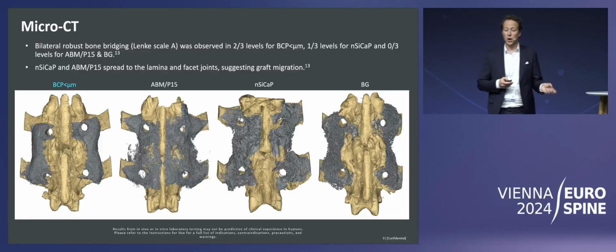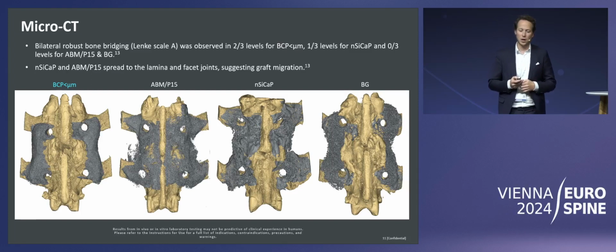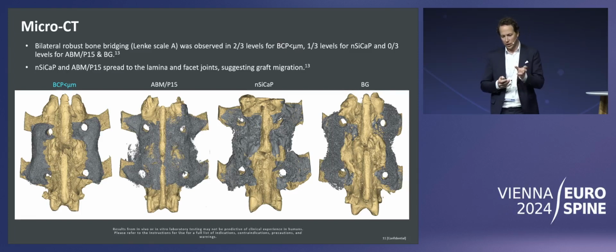Next to the radiographs we have micro CT samples, so these are very fine detail reconstructions of micro CT scans, and we have a beautiful image of the fusion masses, which look fairly consolidated for the osteoinductive calcium phosphate. And also for the other groups, there appears to be continuous fusion between the transversal processes.